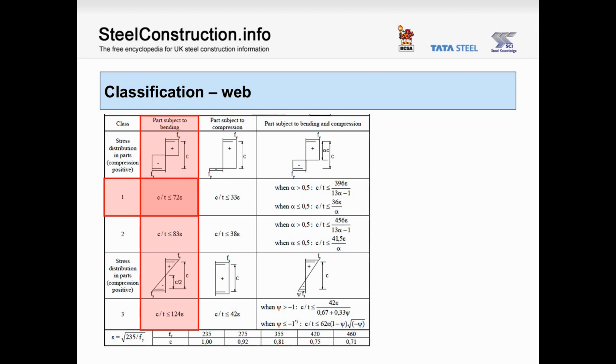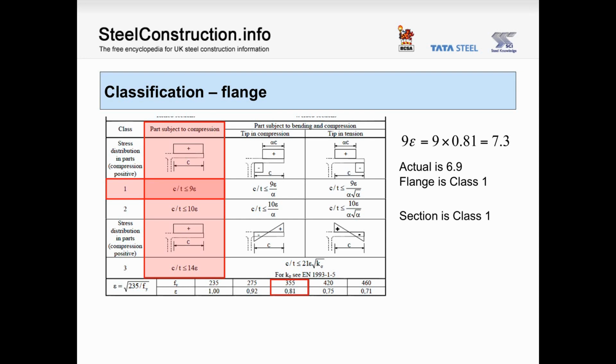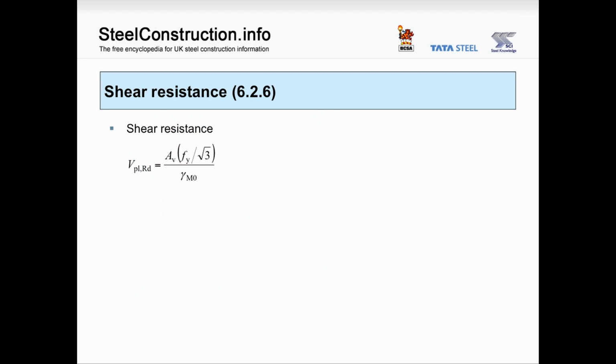For the web, the limit is 72 epsilon, and epsilon is given down at the bottom of the table for S355 steel as 0.81. So 72 epsilon is 58. The actual C over T ratio is 44, so as expected, the web is class 1. If we do the same thing for the flange, the class 1 limit is 9 epsilon. 9 epsilon is 7.3, the actual is 6.9, so the flange is class 1. So both the web and the flange are class 1, so as expected, the whole section is class 1.